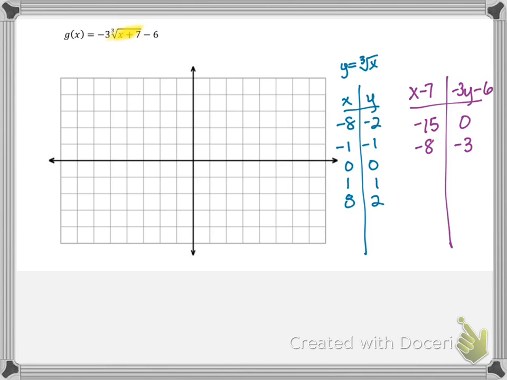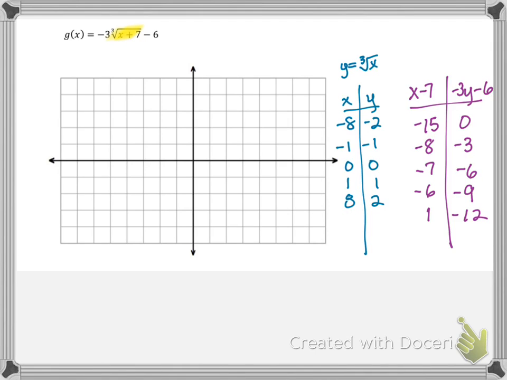And then 0, you can look at 0, 0. 0 minus 7 is negative 7, negative 6. 0, 0 got slid 7 left and down 6 because the reflections and the stretches don't apply to 0, 0, because that doesn't change anything. So 1 minus 7 is going to give us negative 6. And 1 times negative 3 is negative 3, minus 6 is negative 9. 8 minus 7 is 1, negative 3 times 2 is negative 6, minus 6 is negative 12.